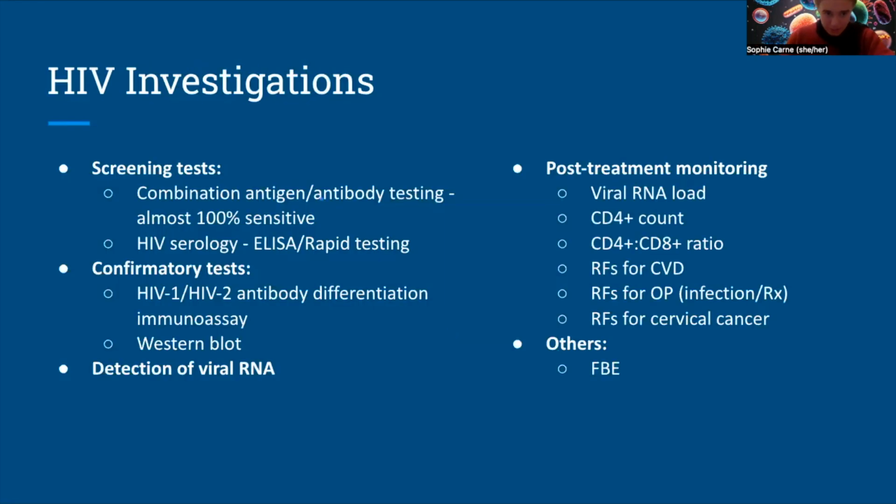Investigations, so you can do serology and ELISA rapid testing. You can also do combination antibody testing, which is almost 100% sensitive. You can do an HIV 1 or 2 antibody immunoassay, differentiation immunoassay.